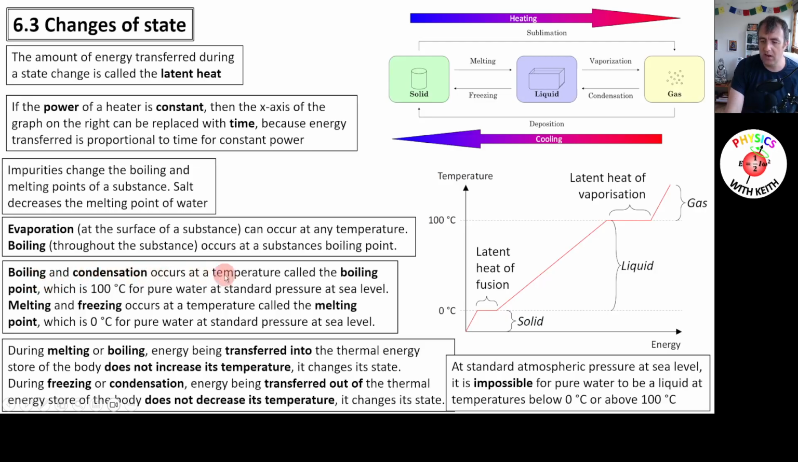So there we are. Boiling and condensation happen at the boiling point. I've already talked about that. Melting and freezing happen at the melting point. Energy transferred, I've talked about all this. You can read that yourself, but I've talked about all this already. So let's move on to lesson 34.